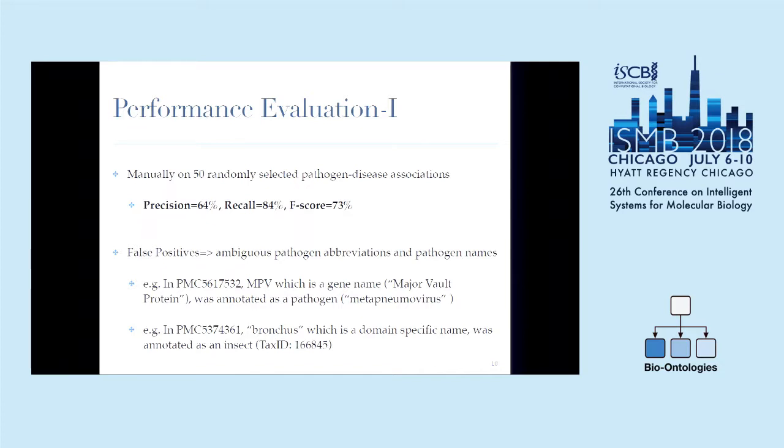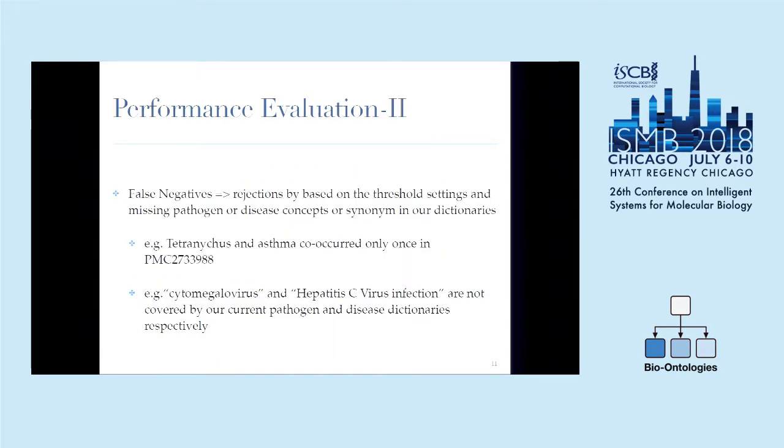And another example, we found bronchus, which is a domain-specific name, but it was annotated as an insect by our pipeline. We also have false negatives due to the rejections by our pipeline, because we set some thresholds. And we also have some missing pathogen and disease names in our dictionaries. For example, tetranychus and asthma occur only once in this given article, but were rejected by our pipeline due to our threshold settings.